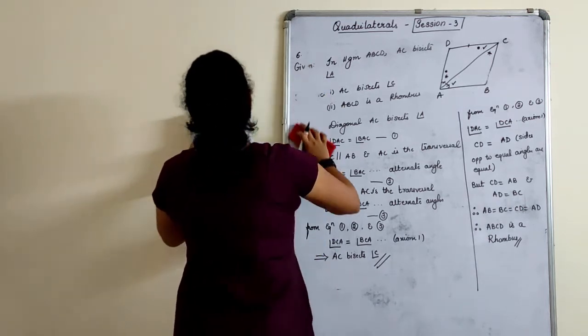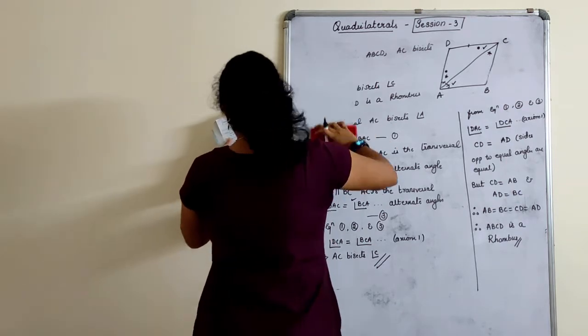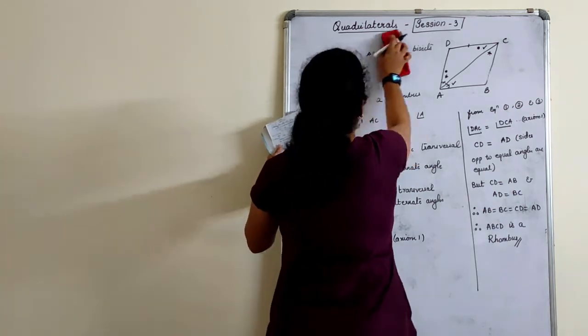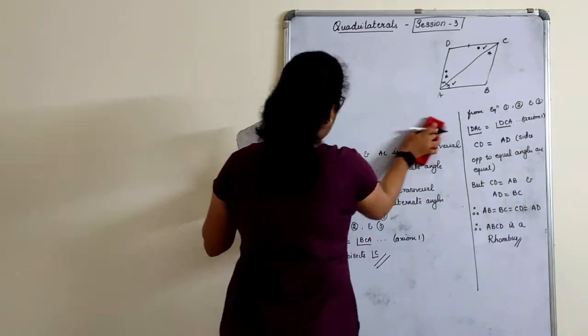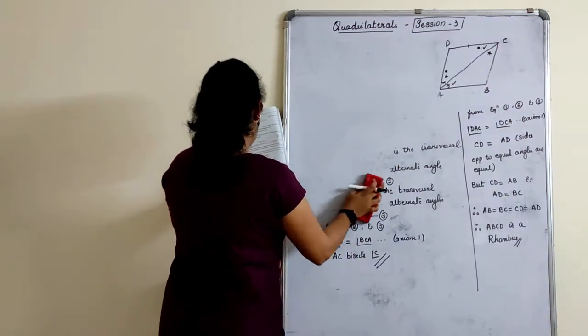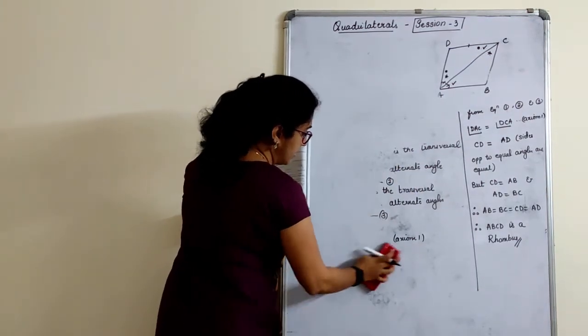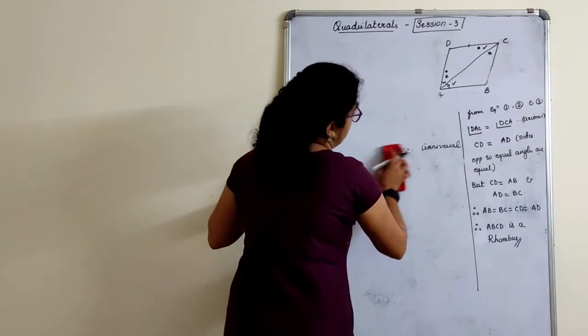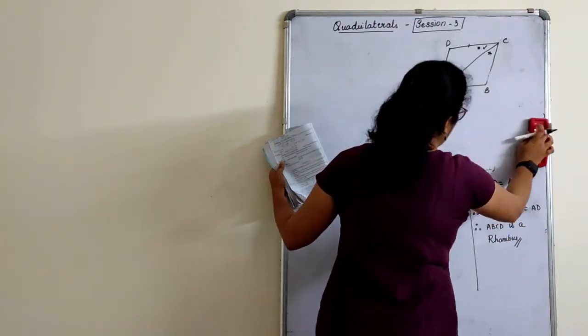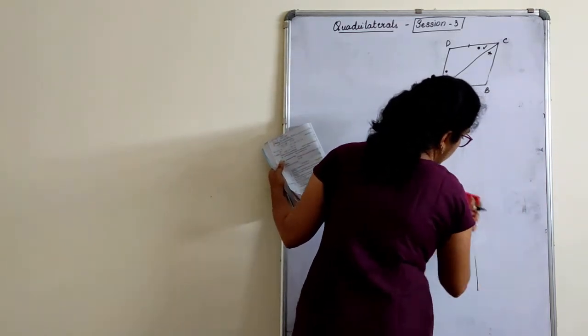They have given you the rhombus. They have asked you, show that the diagonal AC bisects angle A as well as angle C, and the other diagonal bisects. Let us draw and then understand what is given.